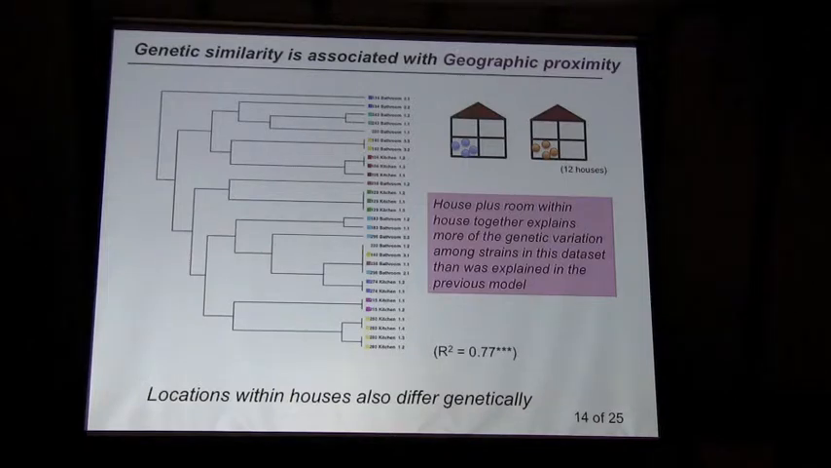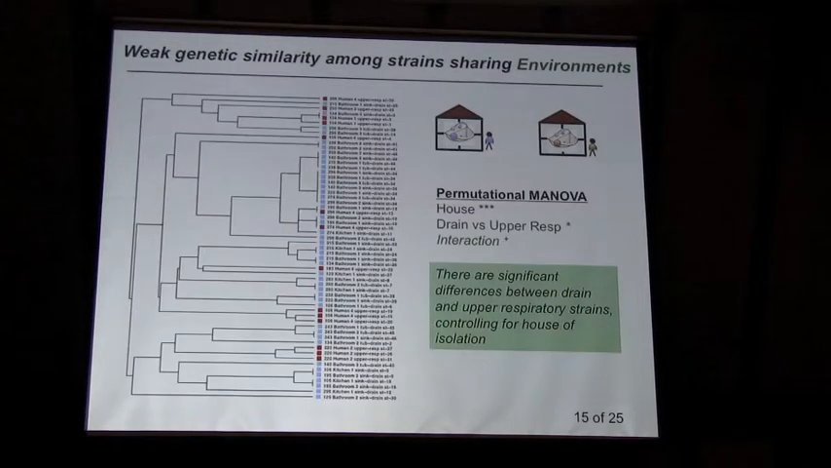There are lots of different environments that we sampled and lots of different things that we were interested in looking at. We looked at variation among different kinds of drains. We looked at drains versus kitchen sink sponges and all kinds of things that I can't tell you about. I'm just going to tell you about a comparison of the upper respiratory strains and the drain strains.